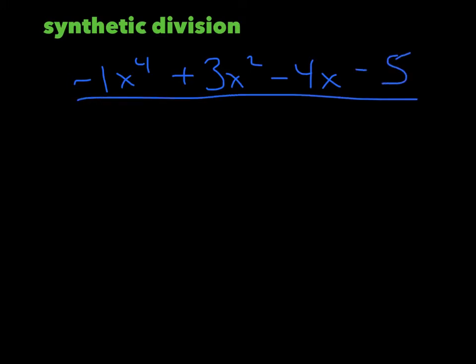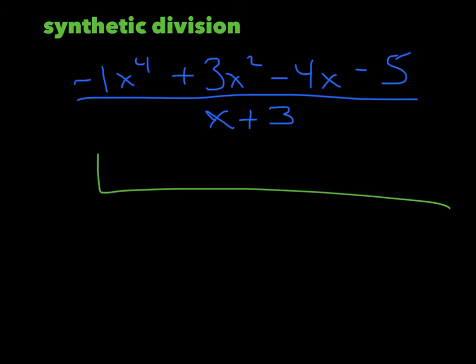Let's look at the example where we have negative 1 x to the 4th plus 3x squared minus 4x minus 5, all divided by x plus 3. Okay, so let's go ahead and set this up. We're going to put a negative 3 out here, right? Remember, it's the opposite. It's what makes this 0, right? So negative 3 plus 3 is 0.